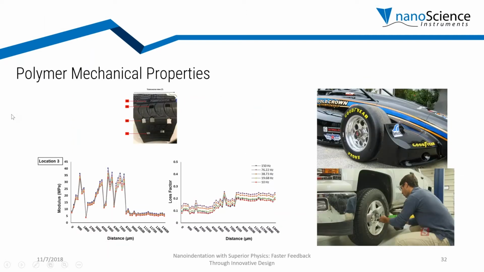Now, let's go to the second application. So here, polymer characterization. We understand that polymers are a little different from materials such as metals. In metals, we talk about hardness and modulus, but in polymers, we talk about the storage modulus and loss modulus, because these materials are neither fully elastic nor fully plastic, so they are somewhere in the middle. And that's why we call them viscoelastic materials.